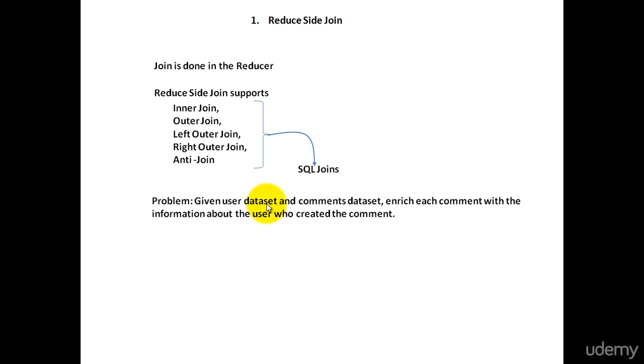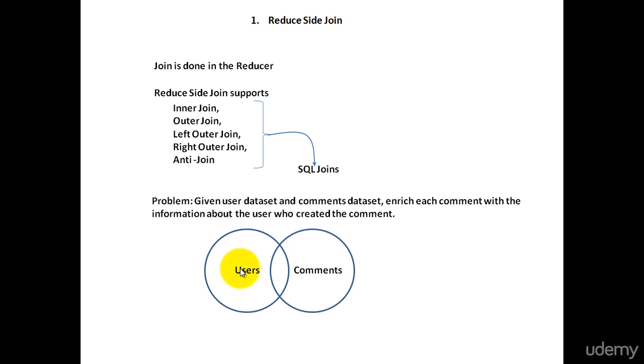The problem given here is, given a user dataset and a comments dataset, enrich each comment with the information about the user who created the comment. It means for each comment, we have to provide details about the user who created that comment. So we need to join the user dataset and the comments dataset. In order to join them, there must be a common field. Let's check for that common field in the user dataset and comments dataset.